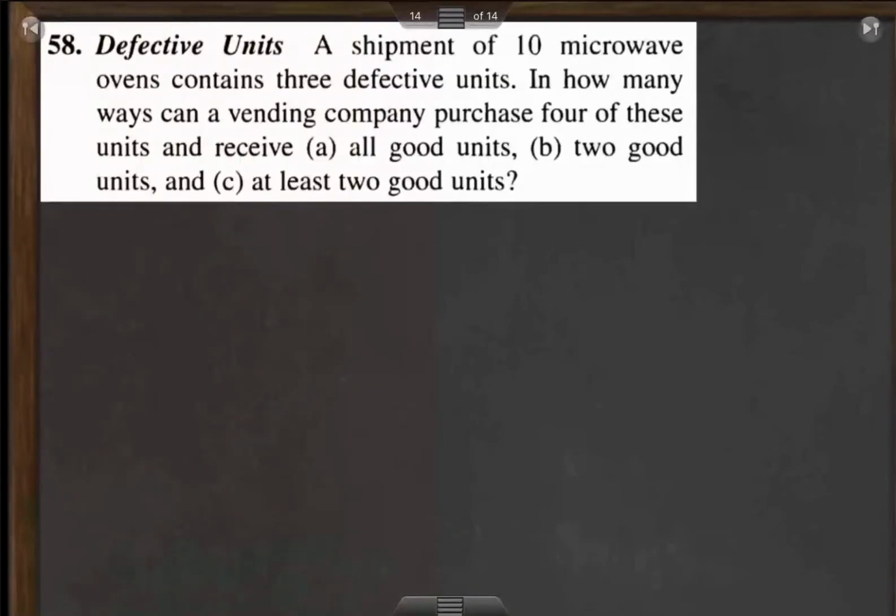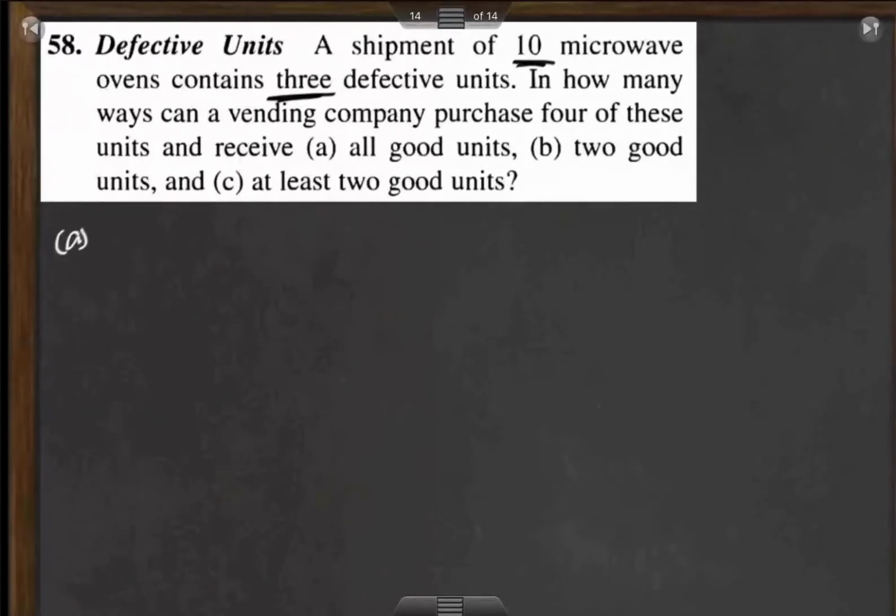Let's look at the first scenario, A. It says all good units. Okay, so what do we know? We know there's 10 total microwave ovens, and 3 of them are defective. I don't know how they figured that out. Maybe they did stats and figured that normally in a shipment of 10, 3 of them are defective, just on average. How many ways can a vending company purchase 4 of these units?